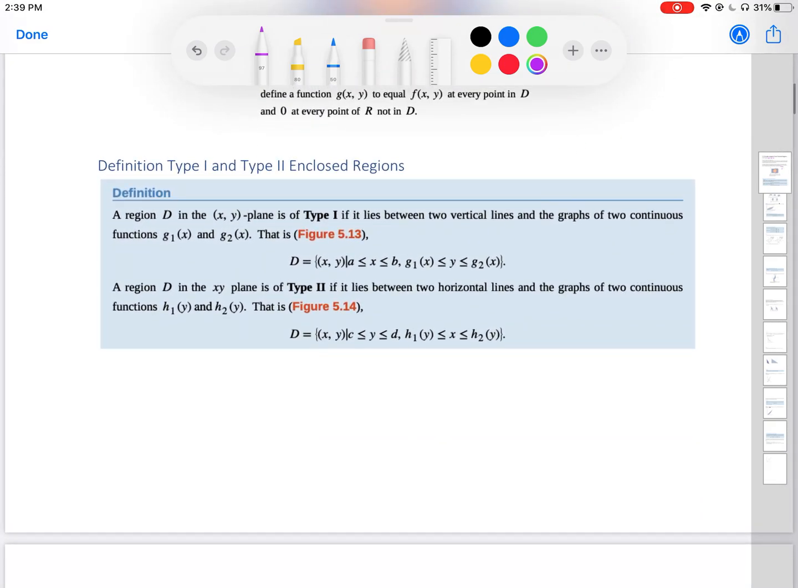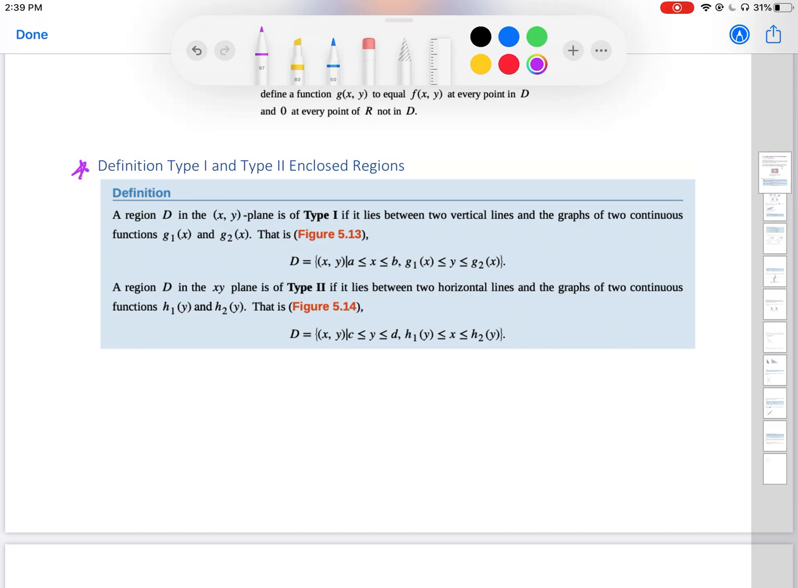Okay, now this is kind of the punchline of this section, defining type 1 and type 2 enclosed regions. Now, if I recall, when I was in your shoes, it was mostly a setup within your argument for your x or your y, but type 1 and type 2 is how this book talks about it, and I really like this type 2 and type 1 breakdown.